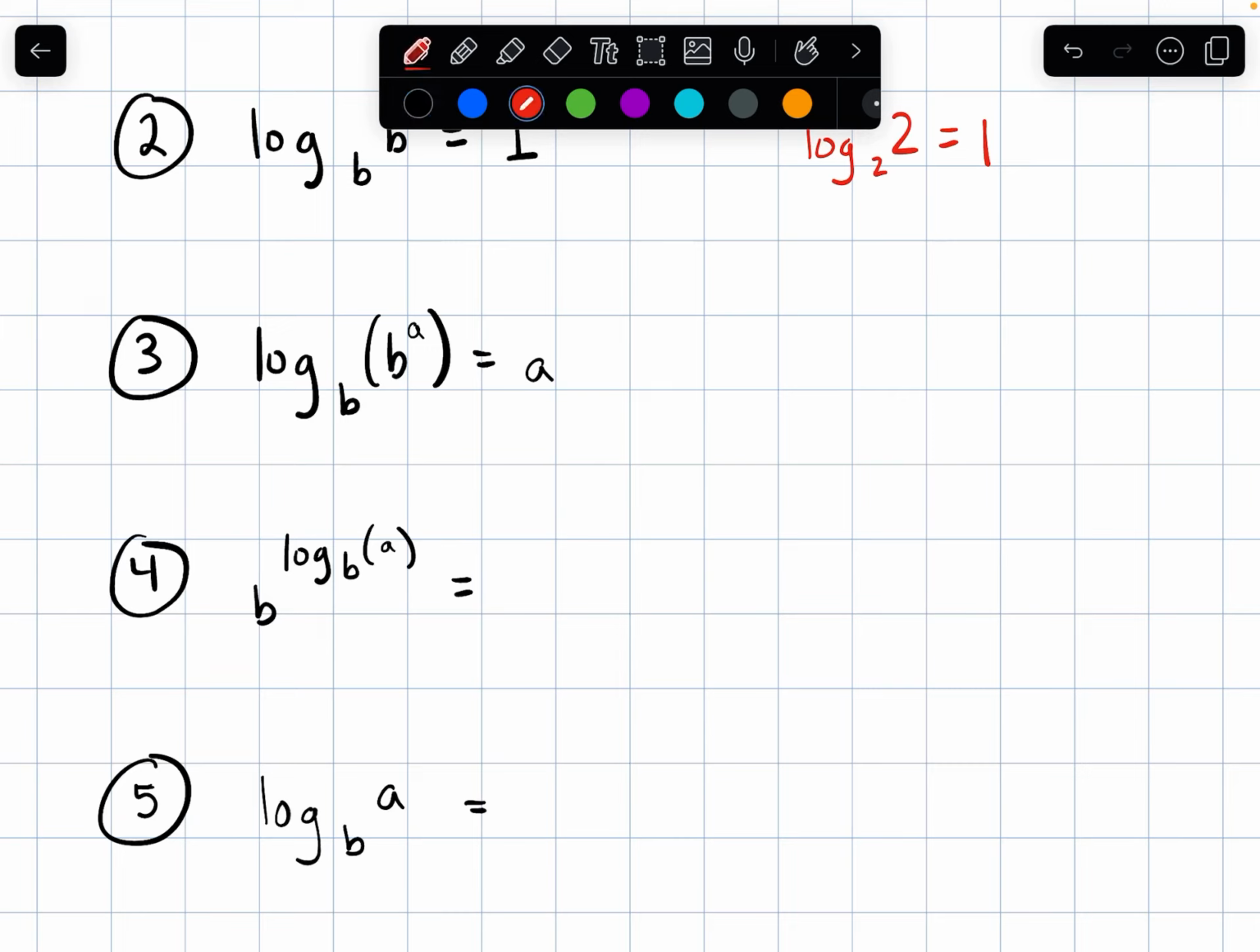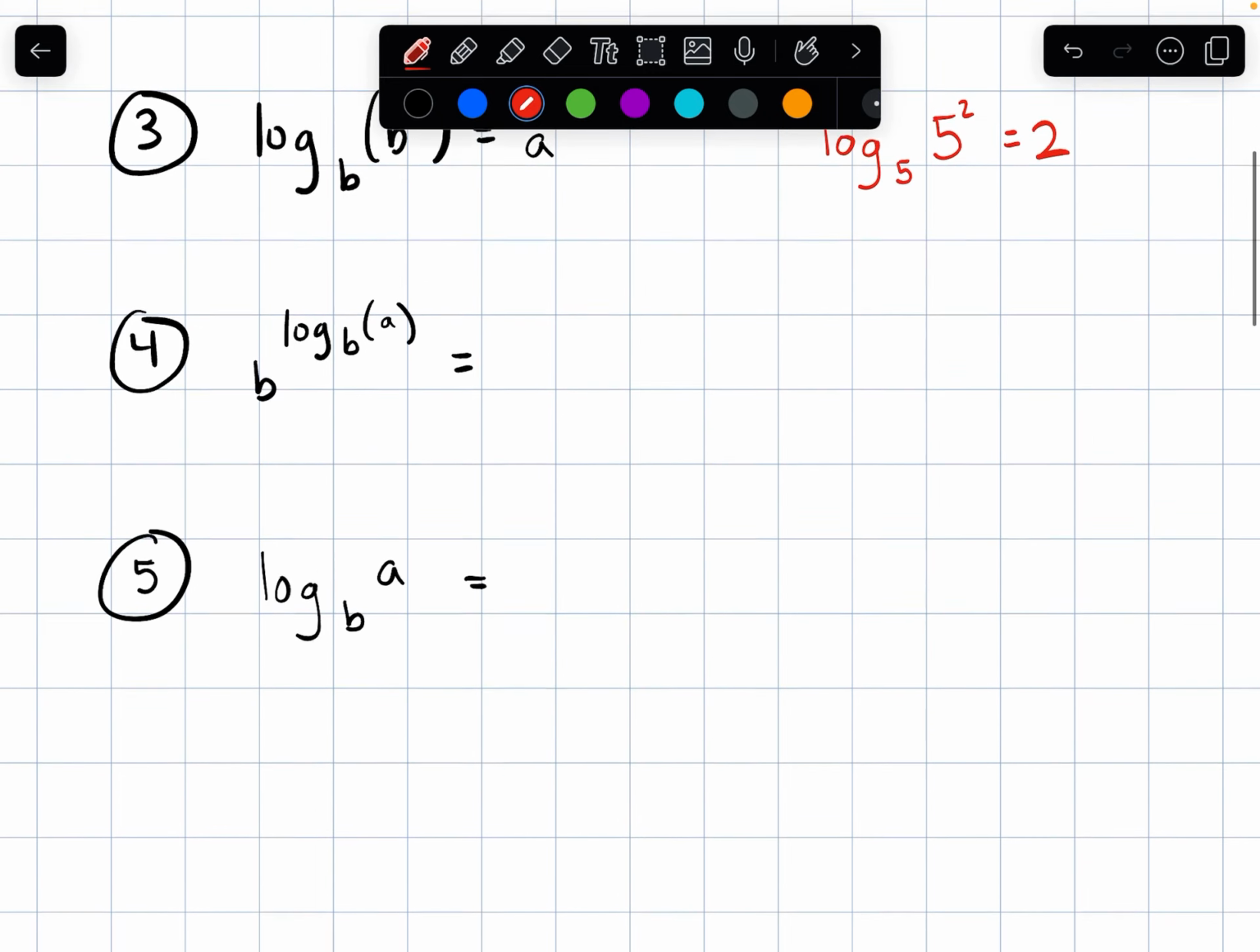We can do an example. Let's say log base 5 of 5 squared. And so again, we can think about this as 5 to what power equals 5 squared. We know that that answer is going to have to be 2. Again, these examples are just confirming what we know to be true about these rules.